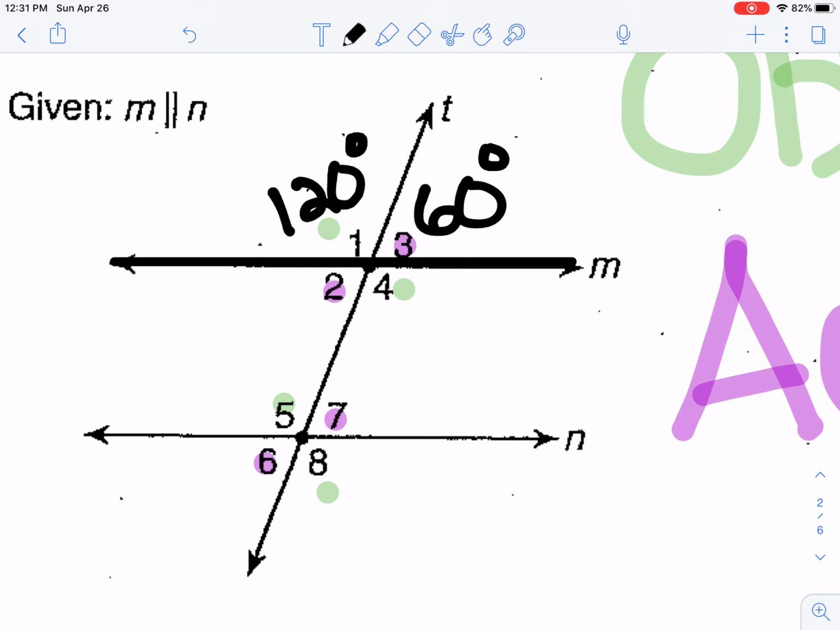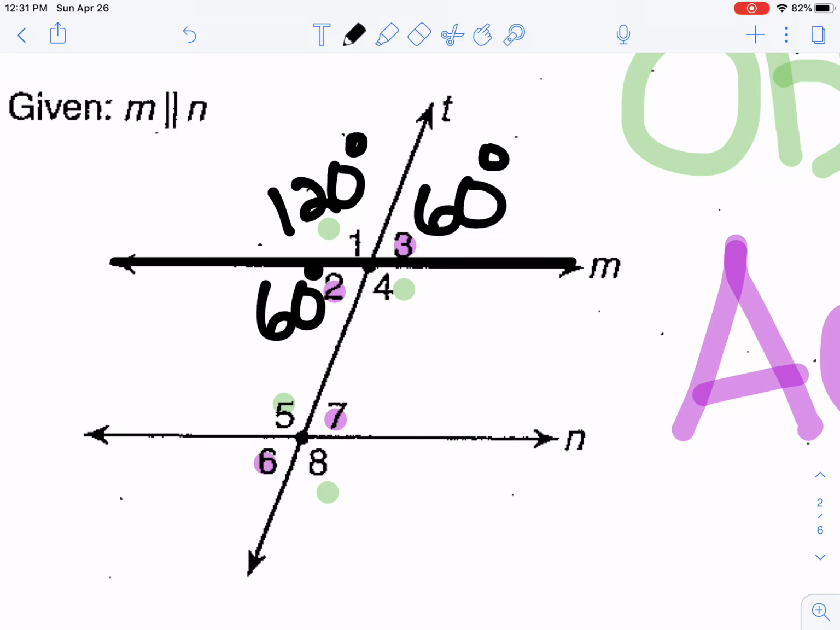The other angles that are acute, 2, 7, and 6, they're also going to be 60. Well, what do we know about 2 and 3? Why is this true? Well, it's a vocab term we just looked at today, and it starts with a V. They are vertical angles. 2 and 3 are across the intersection from each other. That's why they are equal to each other.